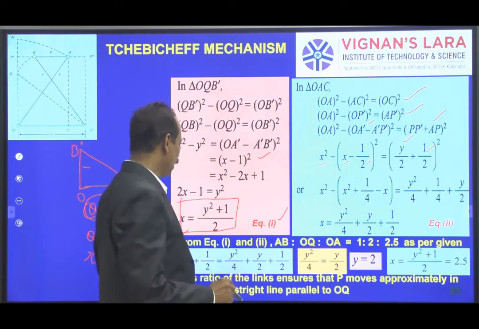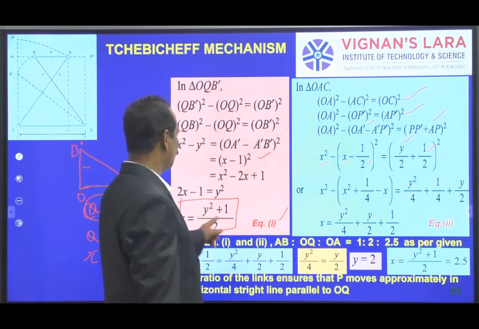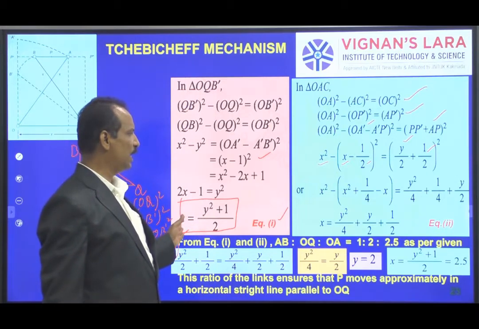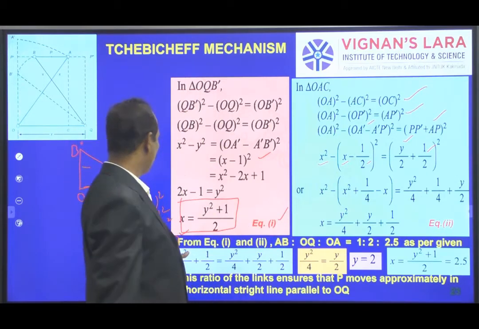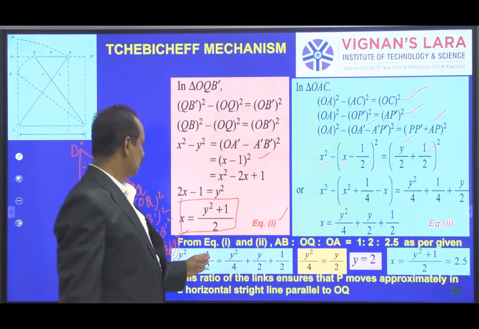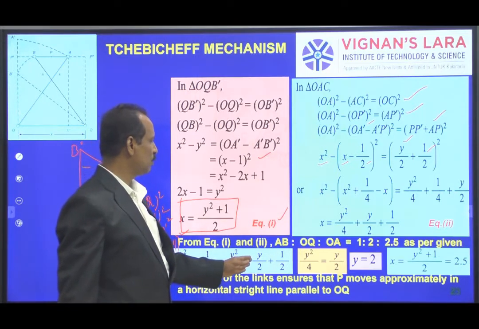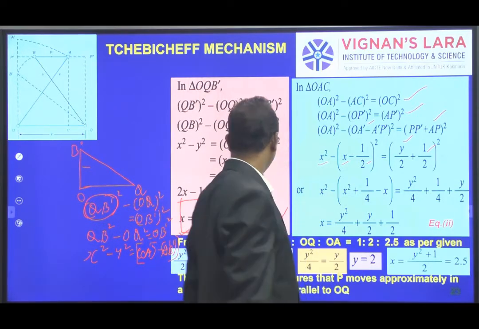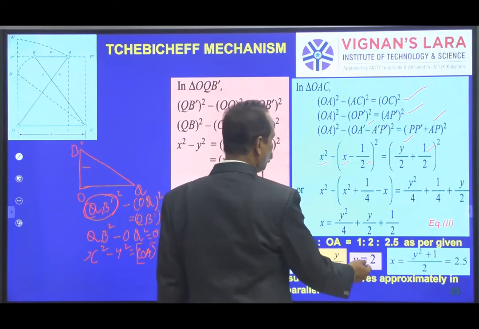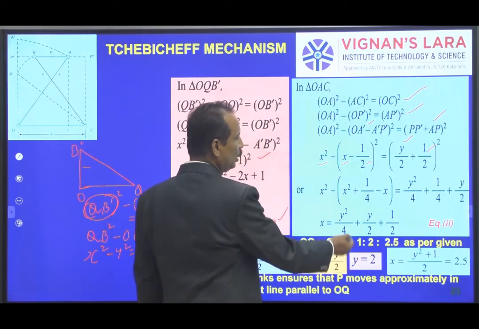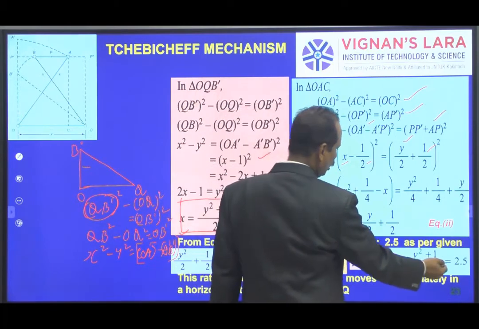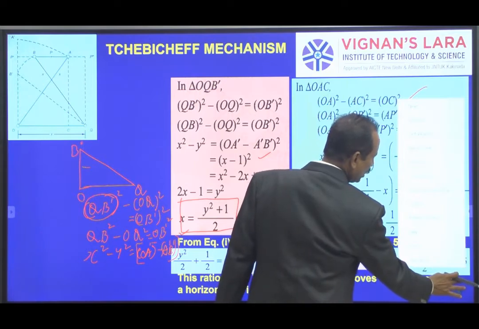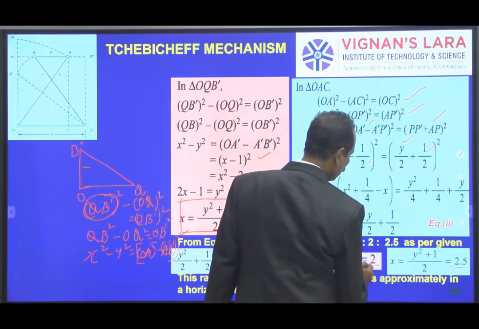Okay. Now, by the simplification of equations 1 and 2, X is the same on the left hand side. The right hand side, let me equate: Y square by 2 plus 1 by 2 is equal to Y square by 4 plus Y by 2 plus 1 by 2. By simplification, I get Y is equal to 2. Once I get Y is equal to 2, if I substitute this Y value in this equation, I get the X value. So I get X is equal to 2.5. So X is equal to 2.5, then Y is equal to 2.